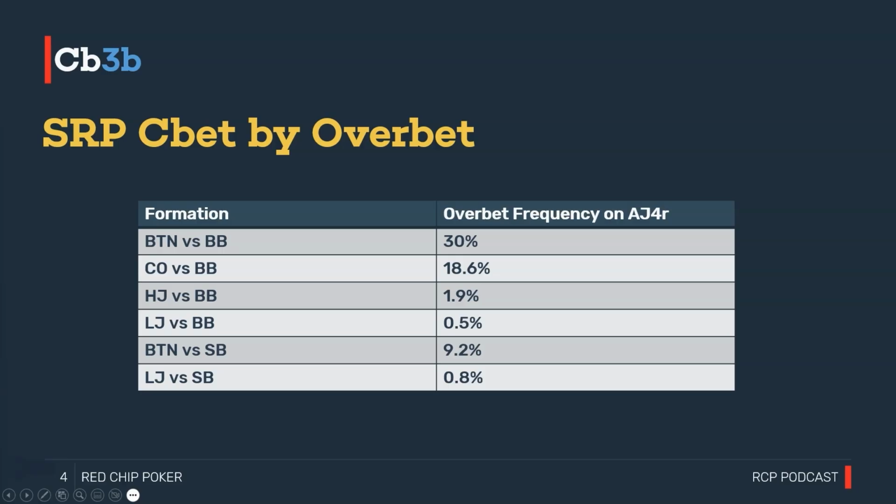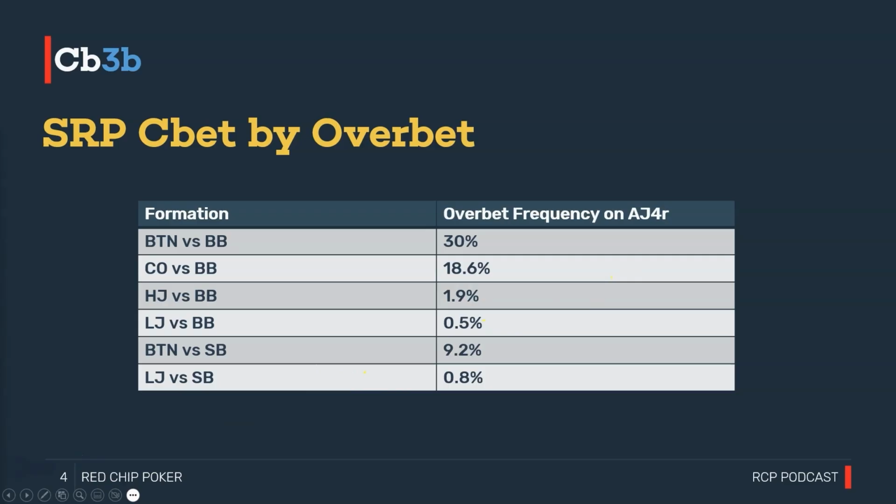We know if we go back to being the low jack opener against a small blind cold call, we would expect a very low frequency of overbets. And when we ask the solver how often it wants to overbet low jack versus small blind on the ace-jack-4 rainbow, we get the answer 0.8%. So overbetting is not something that's purely linked to the texture. It's linked to the texture and the formation. After all, it's the formation that's going to determine what types of ranges players show up with, which is ultimately one of the most important building blocks to figuring out the correct strategic approach.